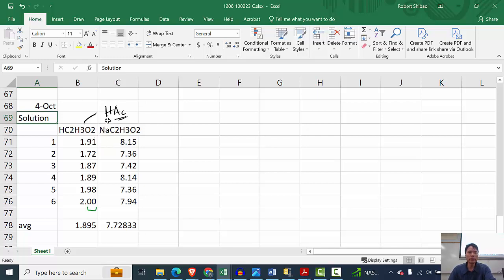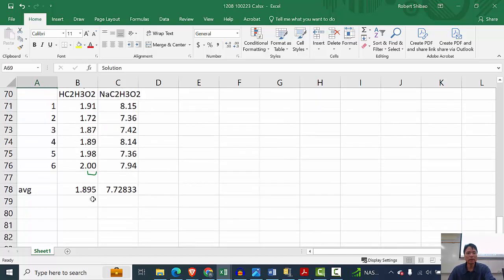All right, so we looked at acetic acid, abbreviated HAC. We calculate an average of 1.895. Did we do the standard deviation for this? Not yet? Okay. The next thing is we're going to calculate the standard deviation. The standard deviation is going to give us an idea of the spread. We can get an idea of the spread by looking at the values here.